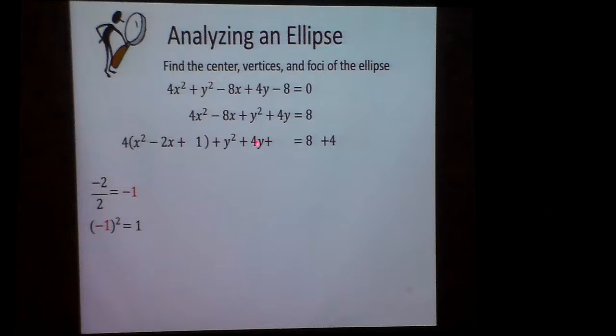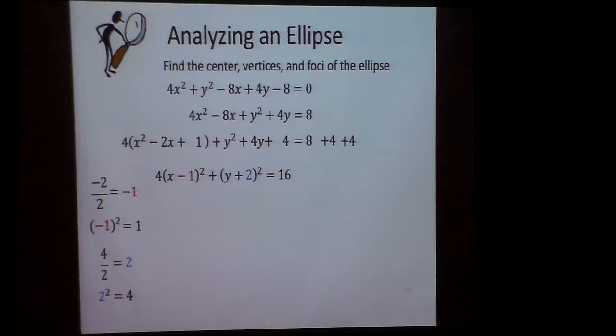Now I'm going to come here and divide that number by 2, which is 2. And I square it, which is 4. So I know it's going to be a 4, and I'm going to add another 4 there. Alright, so here's what I know. I can now complete the square because that will factor to (x minus 1) squared. This one will factor to (y plus 2) squared. And 8 plus 4 plus 4 is 16.